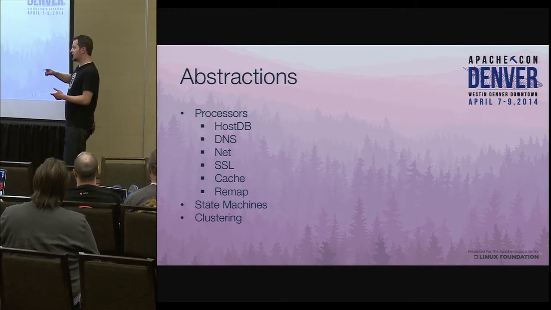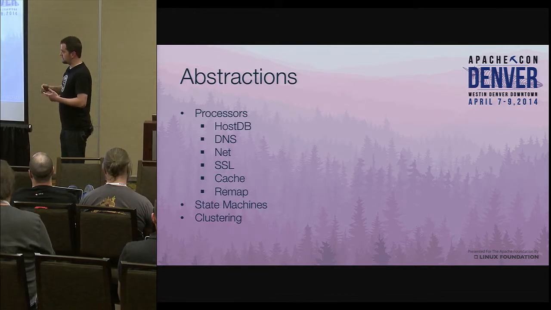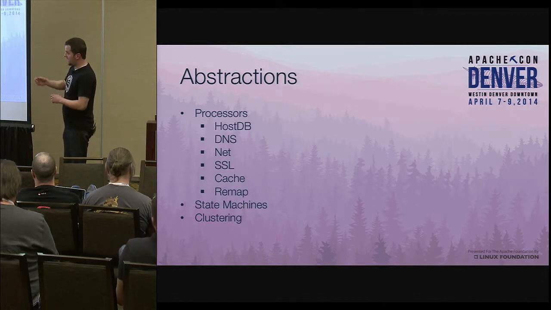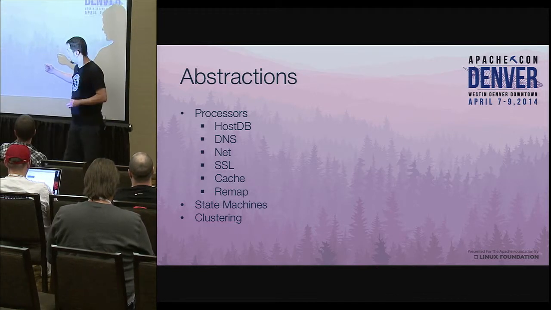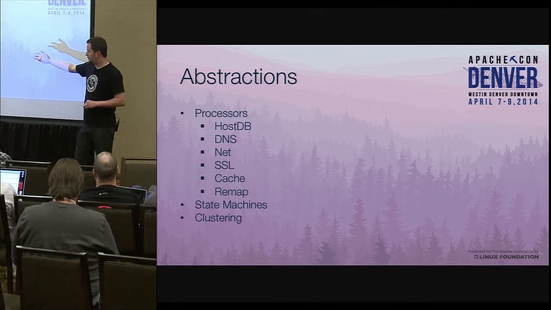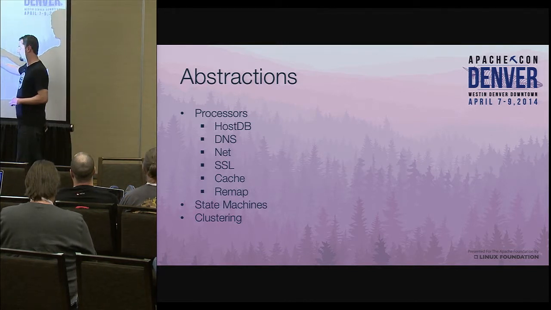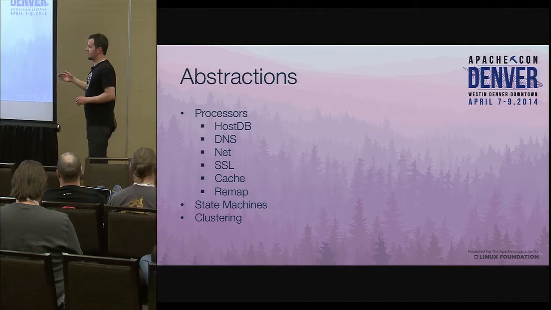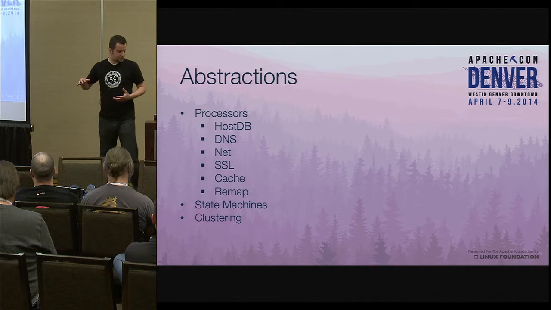And there's several different kinds. There's HostDB, which is for caching DNS requests. Then there's the DNS one for actually doing the lookups. There's the net, which we talked about already, SSL, cache. So all the cache lookups happen on the cache processor. And then remaps. But you won't always have all these thread types. So for instance, you always have DNS, but you don't always have DNS threads. They actually fall back to running on the net processor threads.